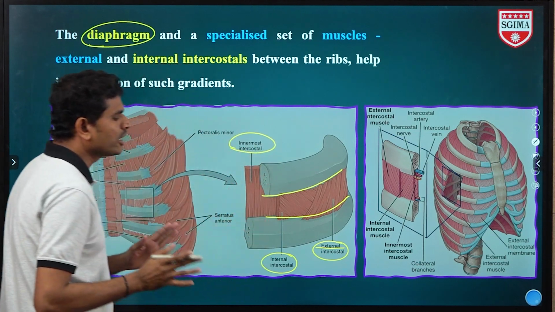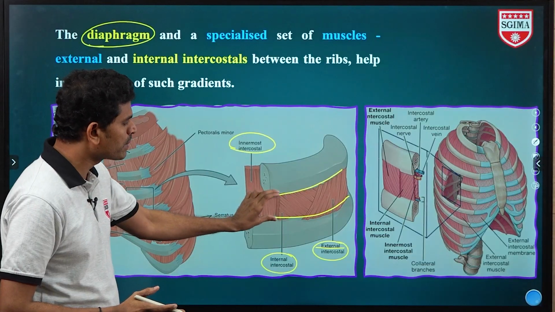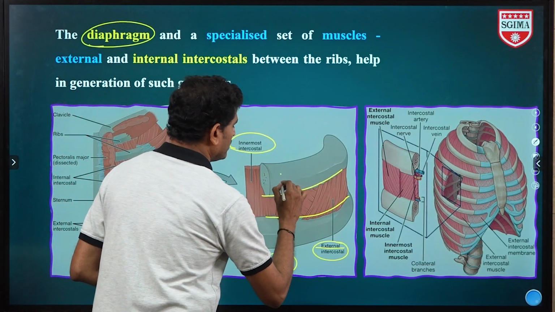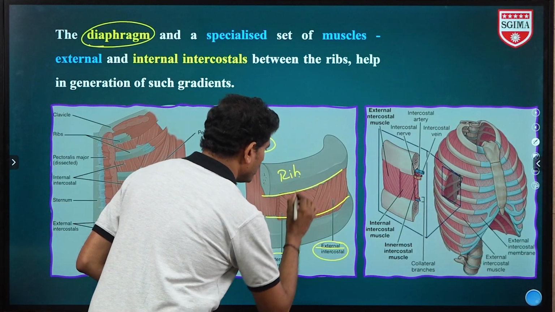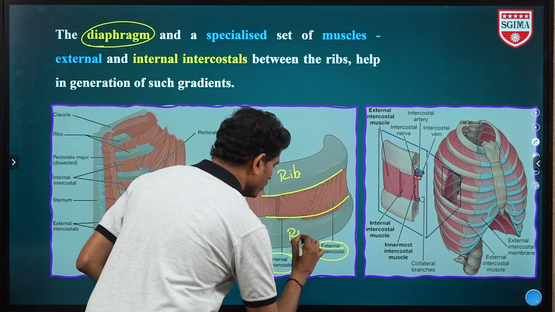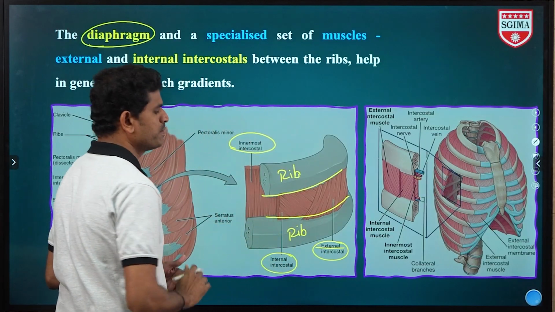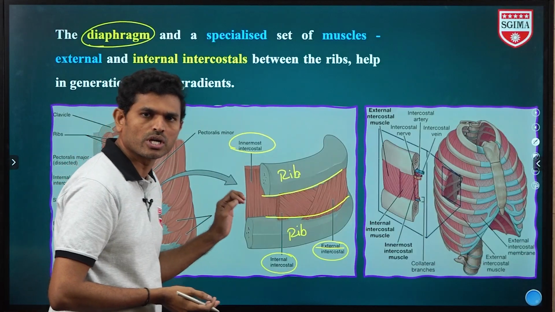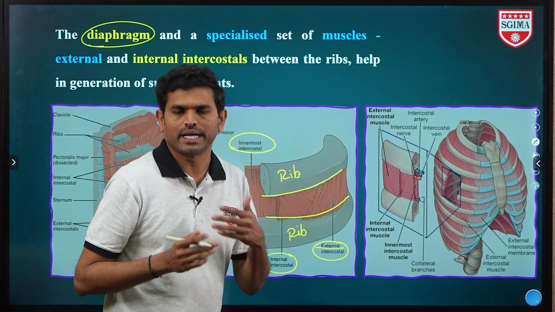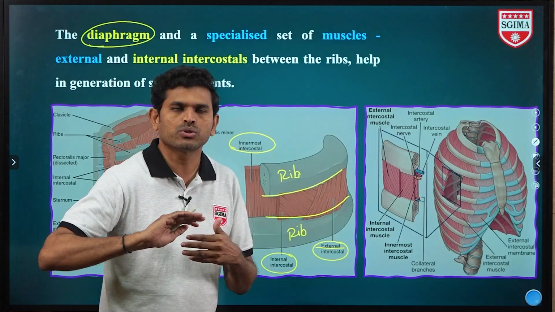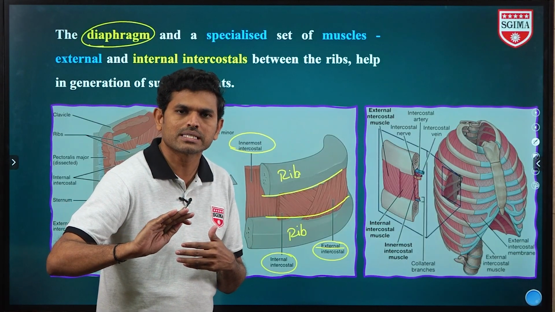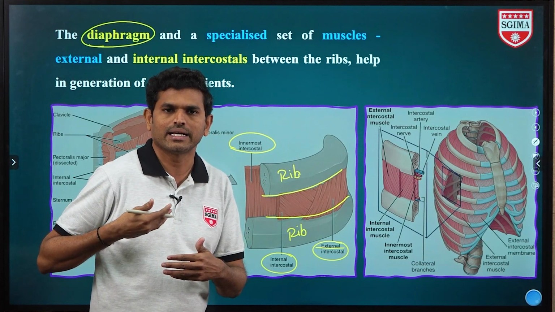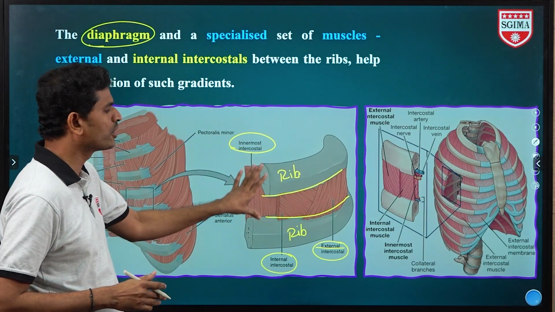So here, intercostal muscles means the muscles which are present in between the ribs. These are the ribs. This is a rib and this is also a rib. The muscles situated in between these two ribs are called intercostal muscles. There are two varieties again. Those outside, towards the body wall, are known as external intercostal muscles, and the one towards the lungs, inside, are called internal intercostal muscles.